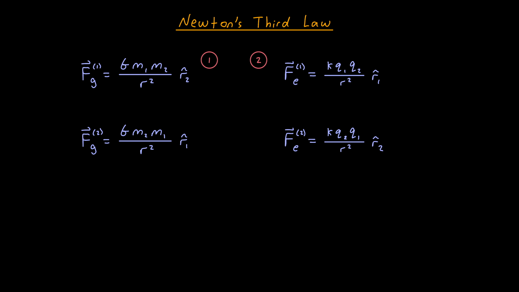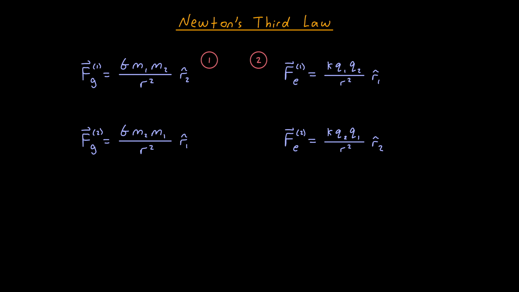So the first particle will feel a gravitational force in the direction of particle 2, but it will feel an electrostatic force in the direction of particle 1, meaning away from particle 2, assuming the charges, q1 and q2, carry the same sign, because like charges repel each other. Similarly, particle 2 will feel a force in the direction of particle 1 gravitationally, but it will feel a force in the direction of particle 2, or away from particle 1, electrostatically. Okay, so that should be intuitive.